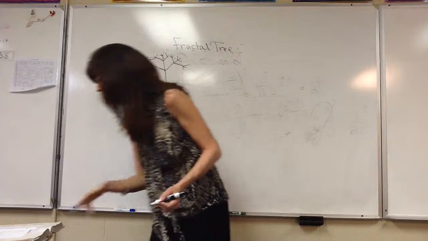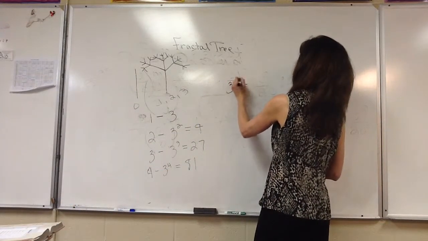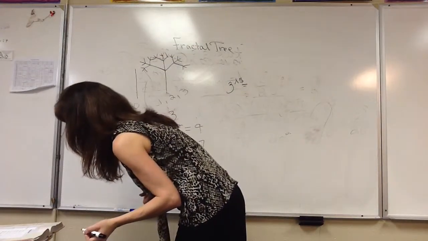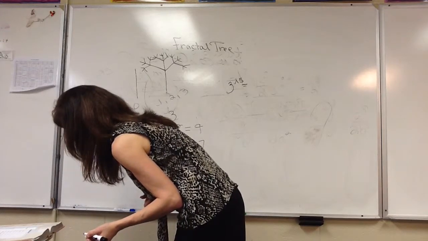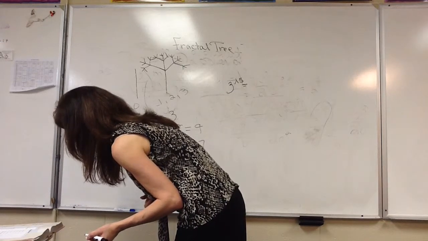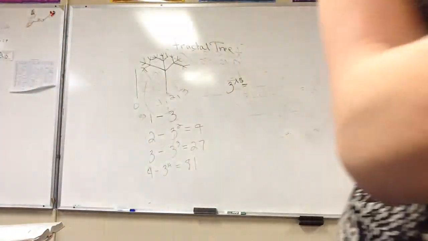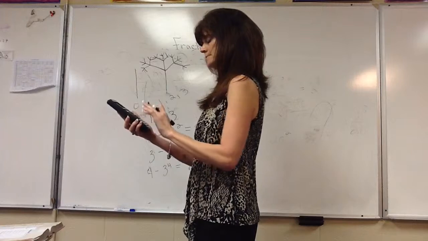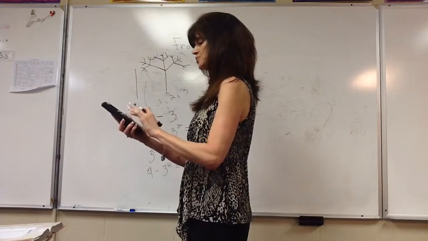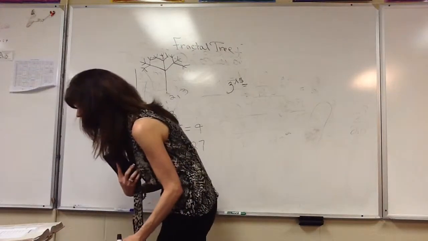Then if you have your graphing calculator, you can just type in 3 raised to the 5th power, and I think they're wanting how many branches we would have. Hold on, I have to get my graphing calculator. There it is. 3 raised to the 5th power. And we get 243. So we see it really starts taking off.